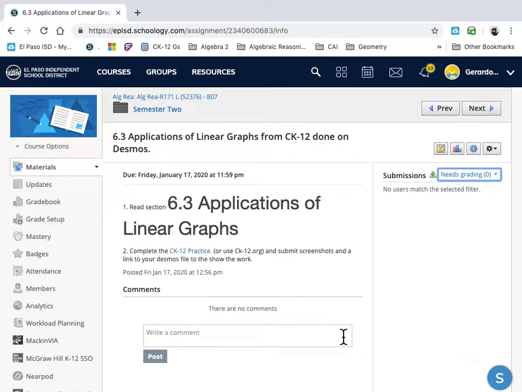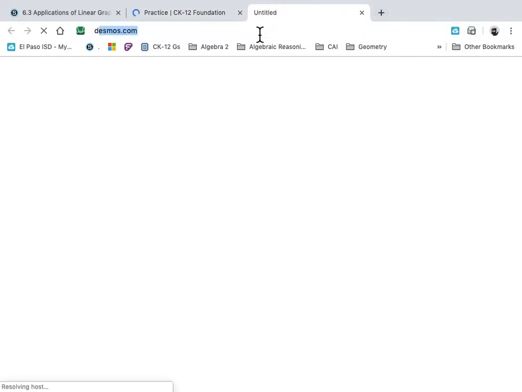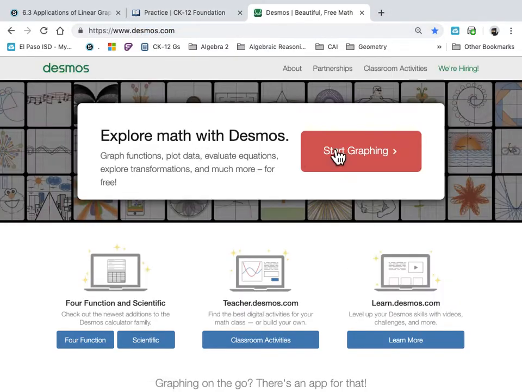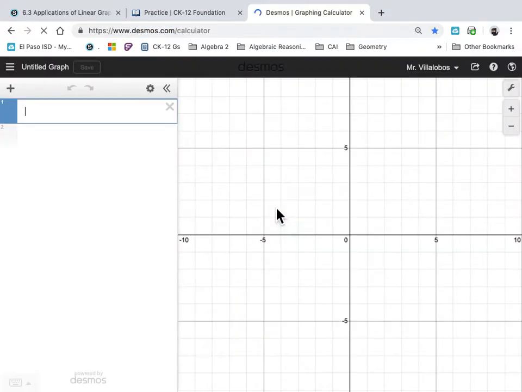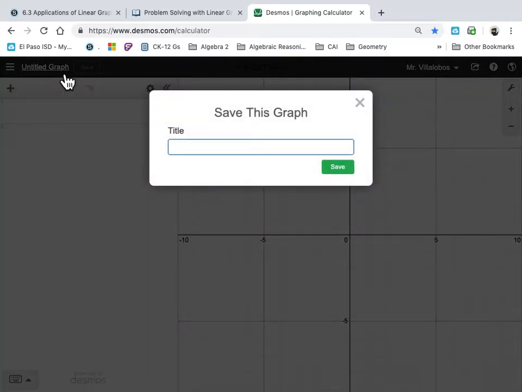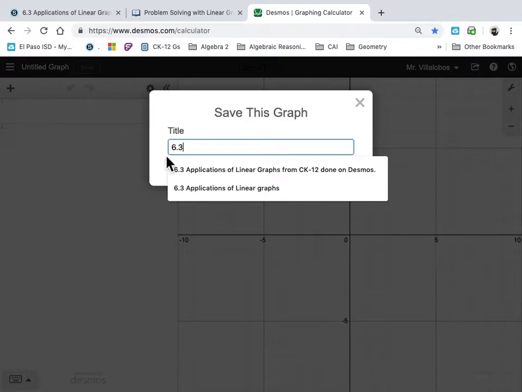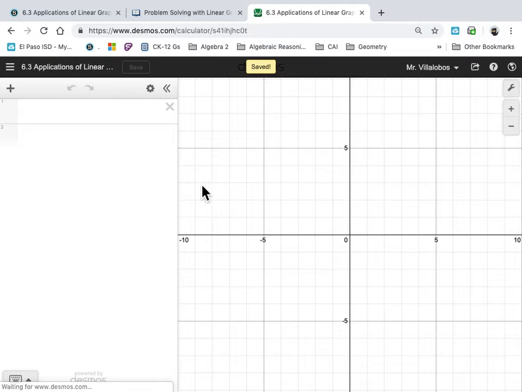And therefore, we're going to click on the practice and make sure that we add the Desmos tab. Should have had that already. And sign in. And our first problem will be titled 6.3 Applications of Linear Graphs from CK12 down on Desmos, or something similar.